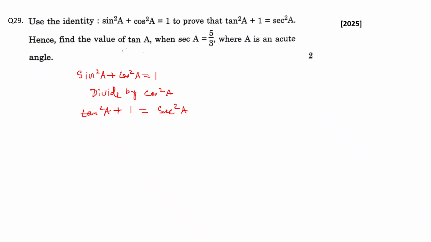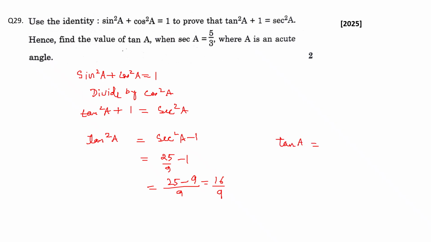Now it is given sec A is 5 by 3, find the value of tan A. So from here I will get tan square A is equal to sec square A minus 1. Sec square A will be 25 by 9 minus 1. Take LCM. So 25 minus 9 will give me 16, which gives 16 by 9. So tan A will be root of 16 by 9, which means 4 by 3 will be the answer.